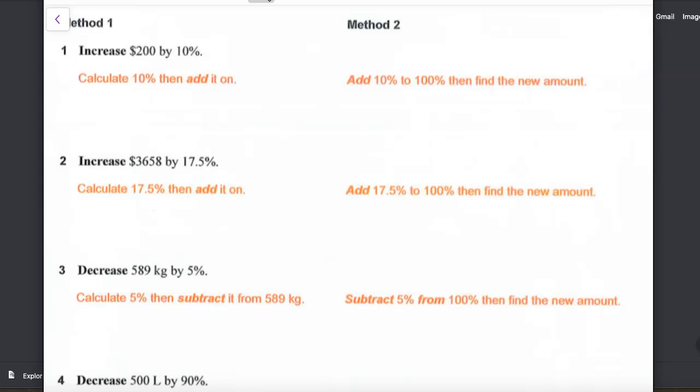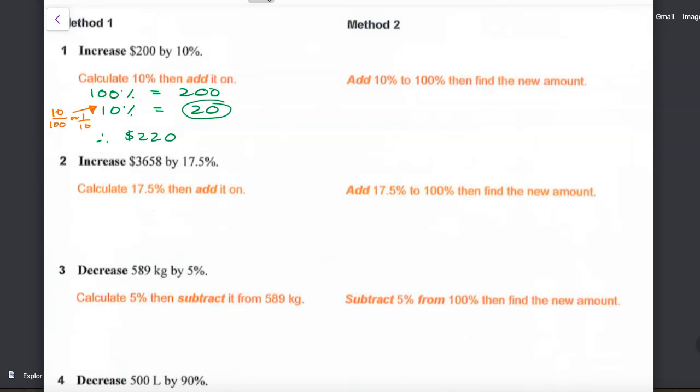So in our first question, we want to increase $200 by 10%. So what we're going to do is calculate the 10% and then add it on. So if 100% is worth $200, we know 10% is worth 20, because remembering that 10% is 1 over 100 or 1/10. So we've divided 200 by 10. So therefore, if I want to increase the original $200, I'm going to add on the $20 and my new value is 220.